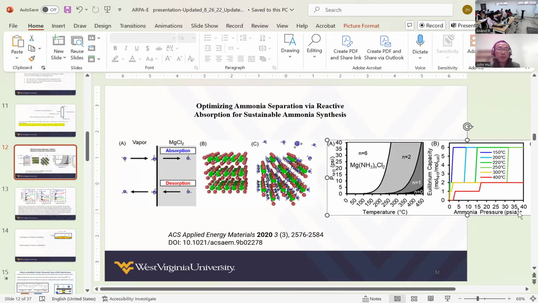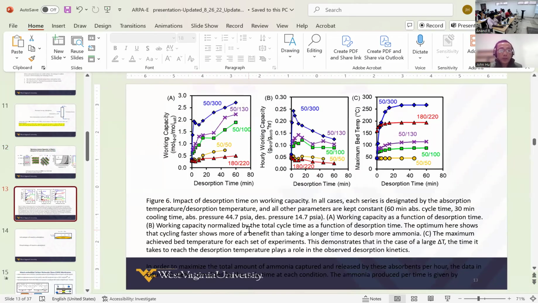Make sense? I want to hear the answer. Does everybody understand this curve on the right-hand side? This is a very important curve. We actually obtain this data. We use this for our simulation. This is basically the pressure and temperature effect versus the equilibrium capacity. Anybody understand this curve on the right-hand side? Yes, sir. Okay, and you also understand reactive adsorption, all right? It's not just simple adsorption, it's ammonia reacted with the magnesium chloride. Okay, all right, so that's from this paper, and then let's go to the next.